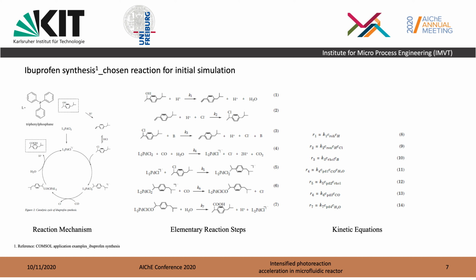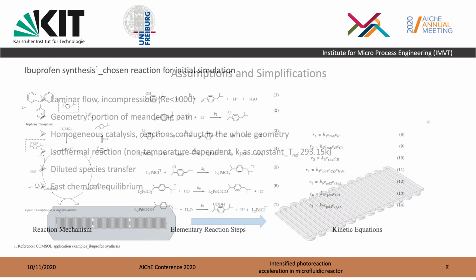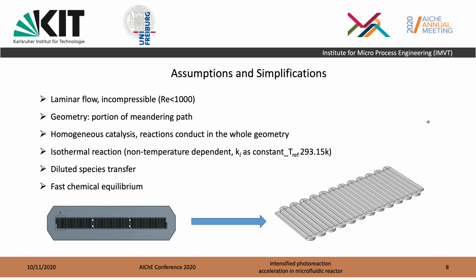looking at how we can use COMSOL to study the dynamic, liquid phase reaction in the meandering flow pattern that corresponds to part of our reactor. This is a case study or a classic example that's available with COMSOL, and you can see the reference at the bottom of the screen there. To solve this model, a number of assumptions and simplifications need to be made, and those are listed here.